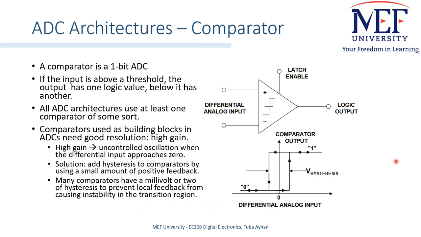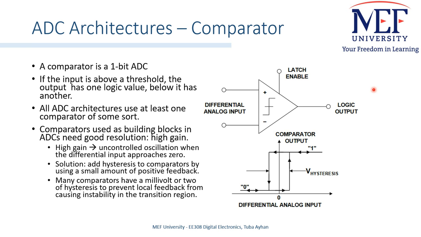The simplest ADC is a comparator. If the input of this comparator is above a threshold, above a reference voltage, then the output will be logic 1, and if the input is smaller than the reference voltage, the output will be logic 0. All ADC architectures use at least one comparator of some sort.